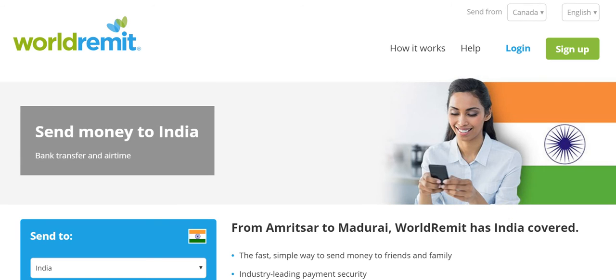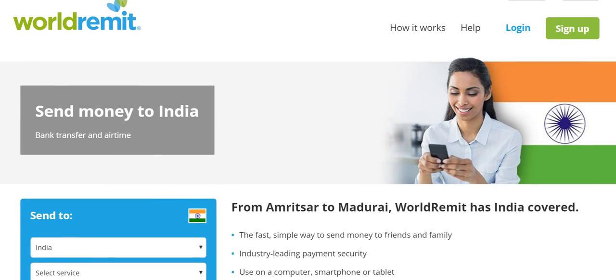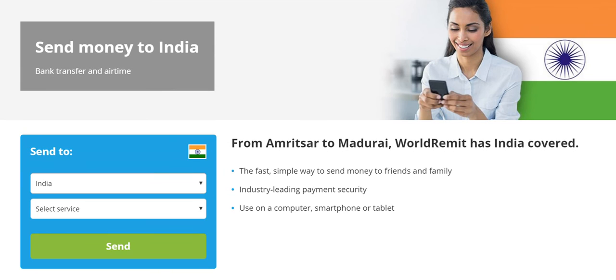So here, as you can see, send money to India, bank transfer and airtime. And WorldRemit clearly has the whole of India very well covered from Amritsar to Madurai, which means from north, right up north to right down south, the whole of India is very well covered by WorldRemit. And in terms of select service, let me stick to bank transfer.